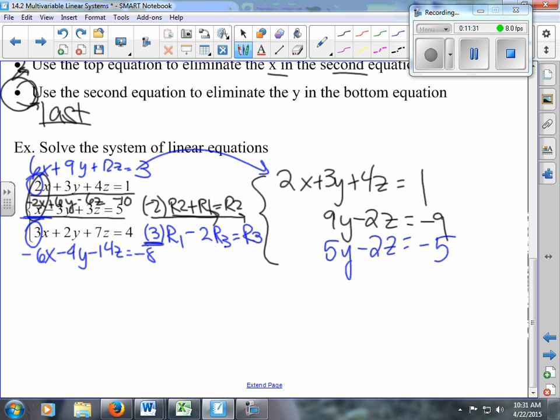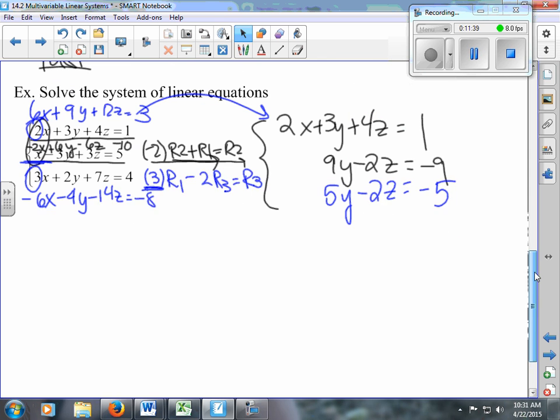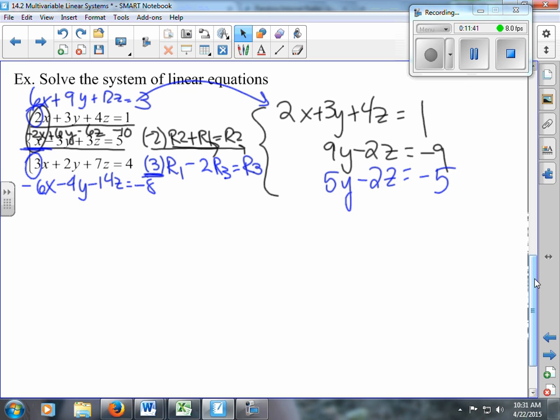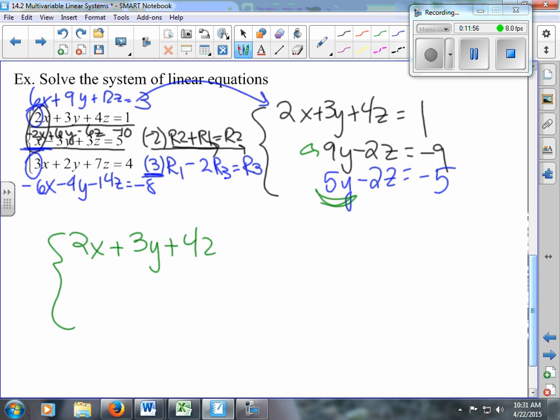Okay, and so you can see that I've definitely reduced the system of equations, but I'm not completely in row echelon form. Now I need to eliminate this 5y. And so in order to eliminate that 5y, I'm going to use the second equation to do it, okay? Now again, I'm not changing this first equation. I still have 2x plus 3y plus 4z equals 1. I'm actually not going to change my second equation in the end either. But I do want only a z in the third equation.